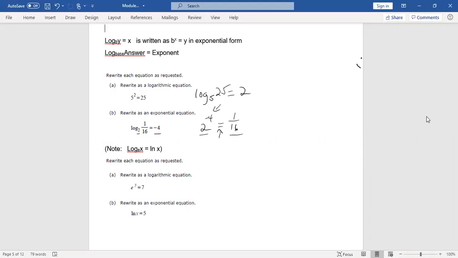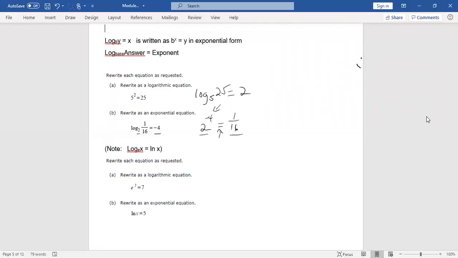Okay, now let's talk about something base e. When we have log base e of x, that's the same as the natural log of x. That's not an I in front of the N, that's an L. So the natural log of x is the same thing as log base e. Again, let's go ahead and change from exponential form to logarithmic form, and from logarithmic form to exponential form.